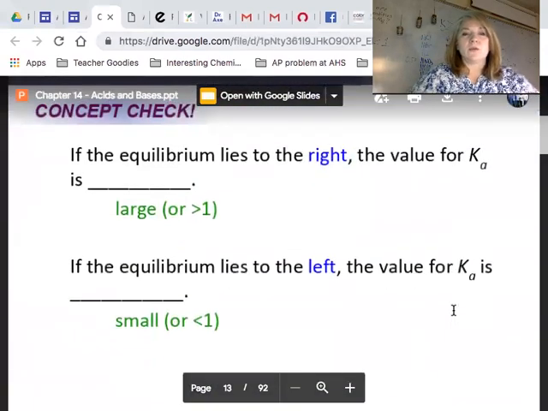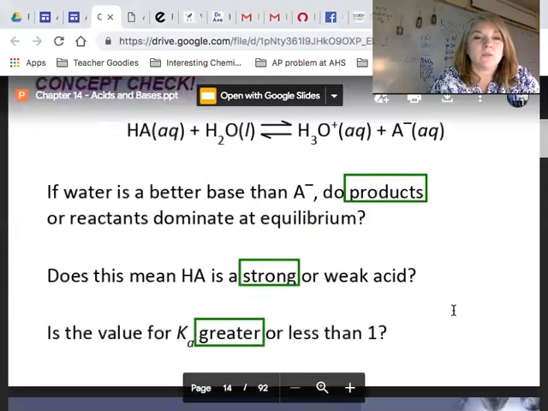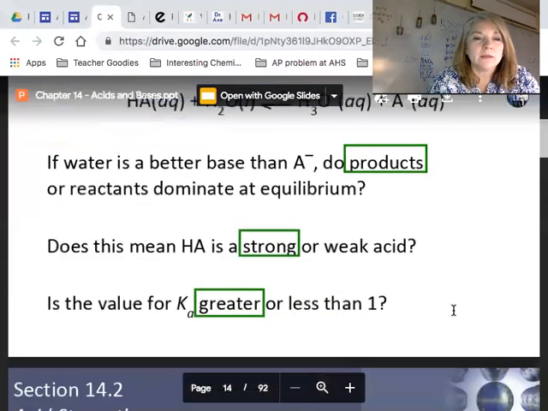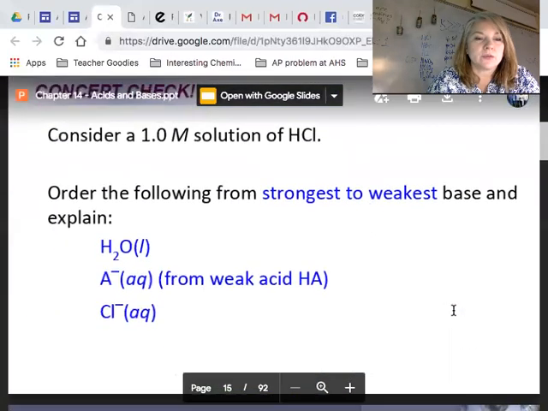But first, let's do this little quick concept check. If the equilibrium lies to the right, and since I don't have this on my PowerPoint mode, the answer is down there underneath it. If the equilibrium lies to the right, the value for the Ka is very, very large, or greater than 1. If it lies to the left, the Ka is going to be very, very small, or less than 1. All right, let's move on past this since all the answers are on there.